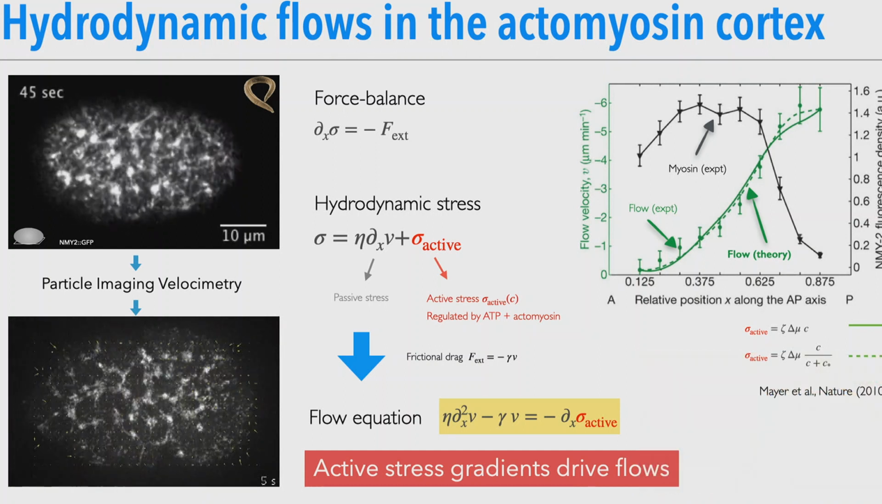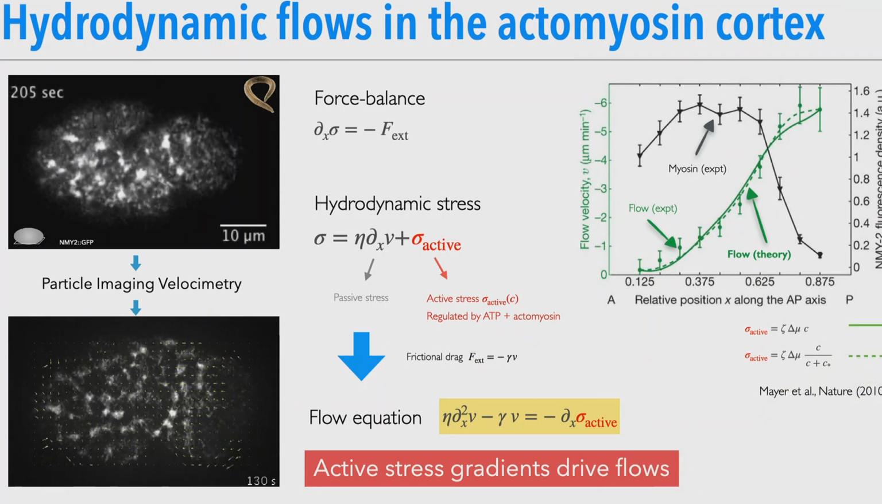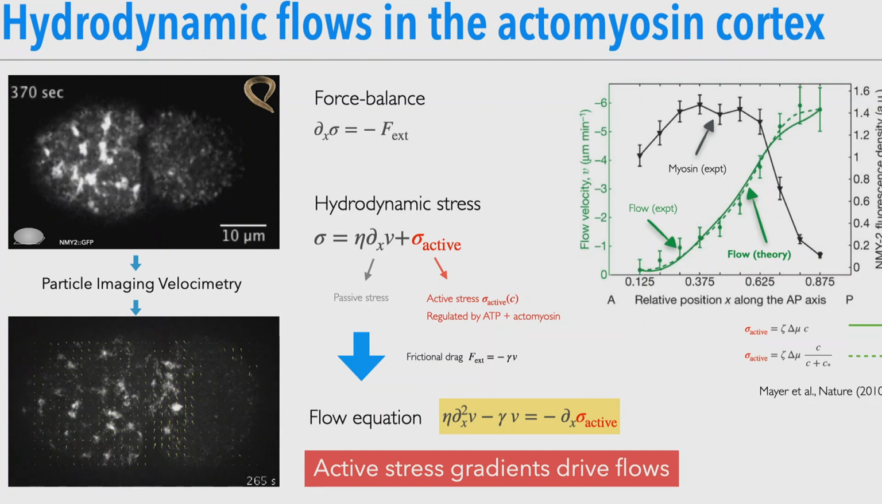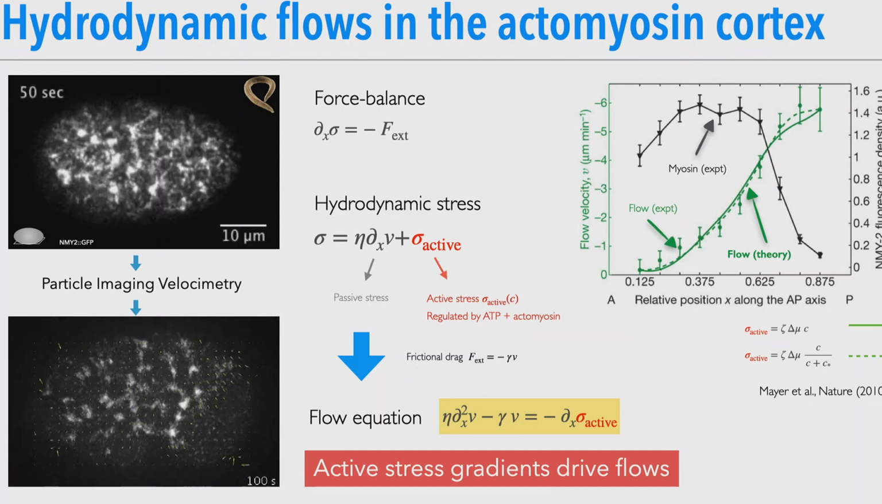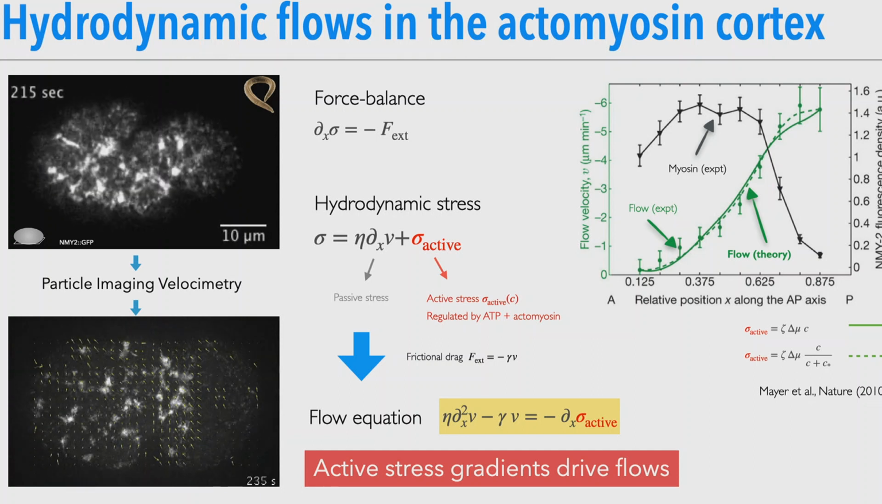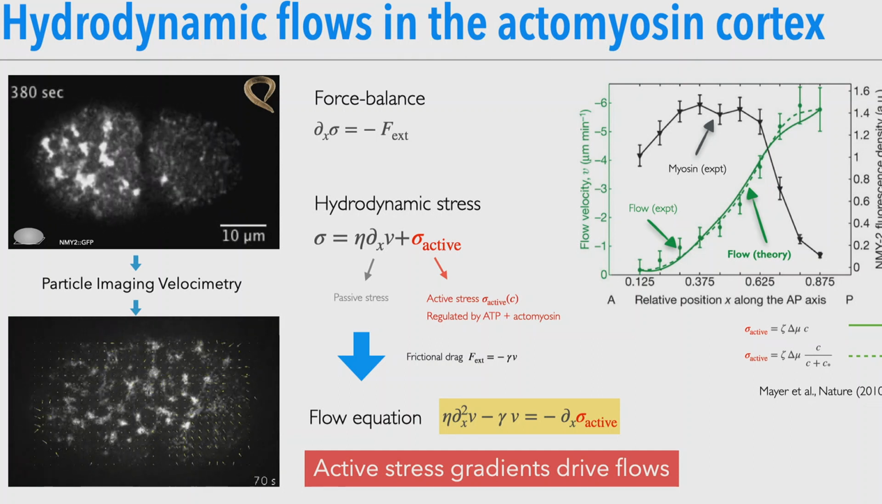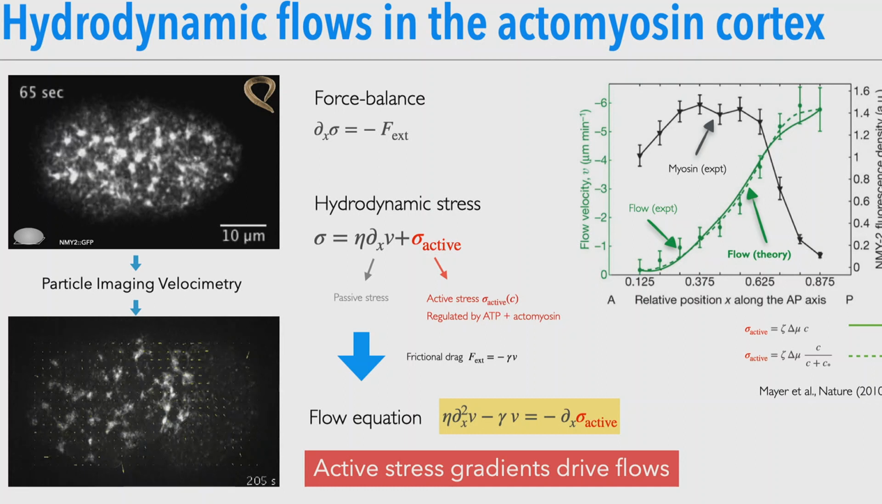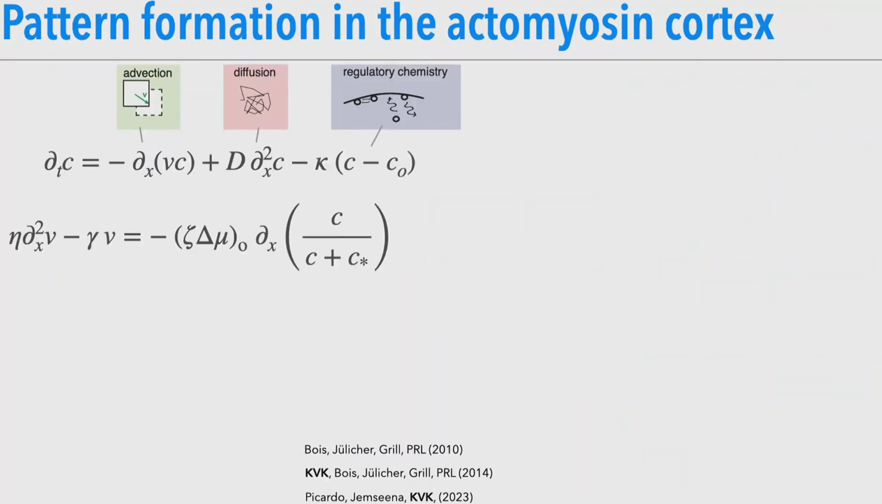So you can measure flows, you can measure myosin, and you ask, let's say I assume some relationship between myosin and active stress, can I actually fit this theory? And lo and behold, you can. So you actually get a flow in real units, some microns per minute. So therefore, that sort of tells you that this is a pretty good theory at this level of description.